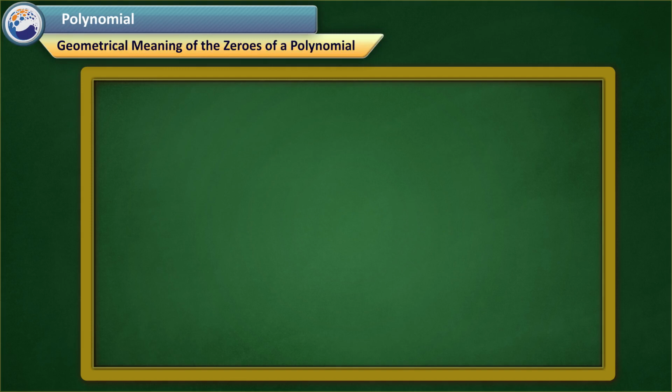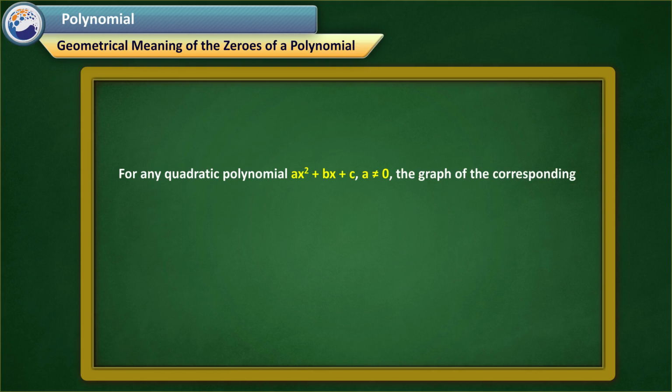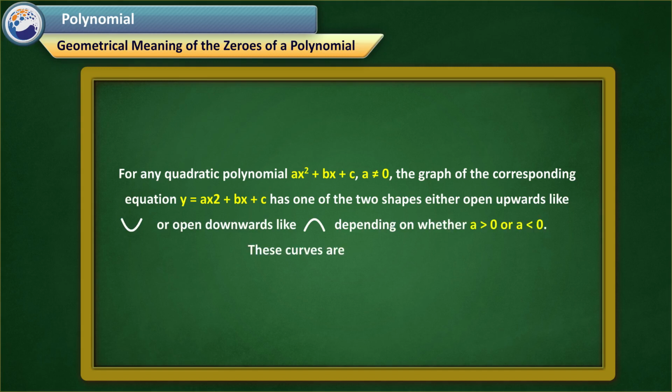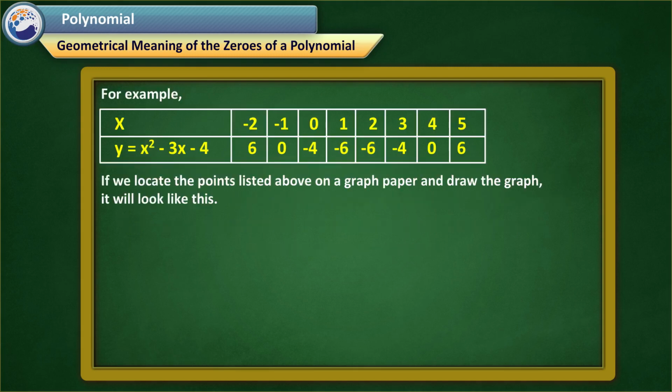Geometrical meaning of the zeros of a polynomial. For any quadratic polynomial ax squared plus bx plus c, where a is not equal to 0, the graph of the corresponding equation y equal to ax squared plus bx plus c has one of two shapes, either open upwards like this or open downwards like this, depending on whether a is greater than 0 or a is less than 0. For example, if we locate the points listed above on graph paper and draw the graph, it will look like this.